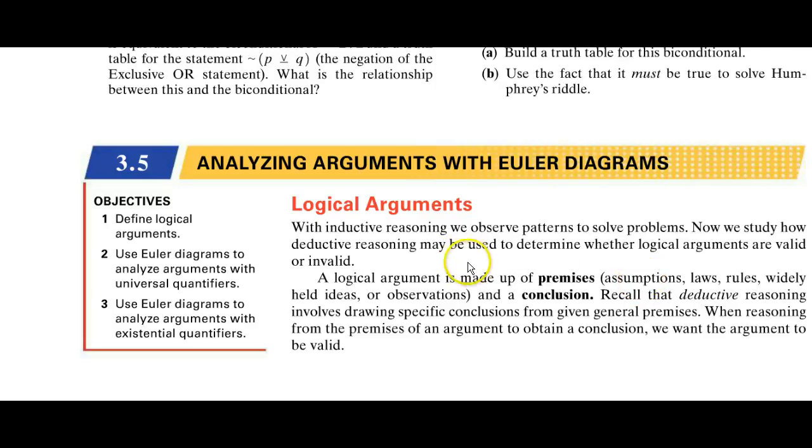So, as we look at this, a logical argument is made up of a premise or premises, which include the assumptions, that you may have assumed things that you're saying are true, the laws, rules, widely held ideas, and observations. Now, once you have this data, you then make a conclusion. And we recall, and we didn't cover this particularly in this course, deductive reasoning, that this follows from that is deductive reasoning. You then make the conclusion based on arguments whether or not something is valid.